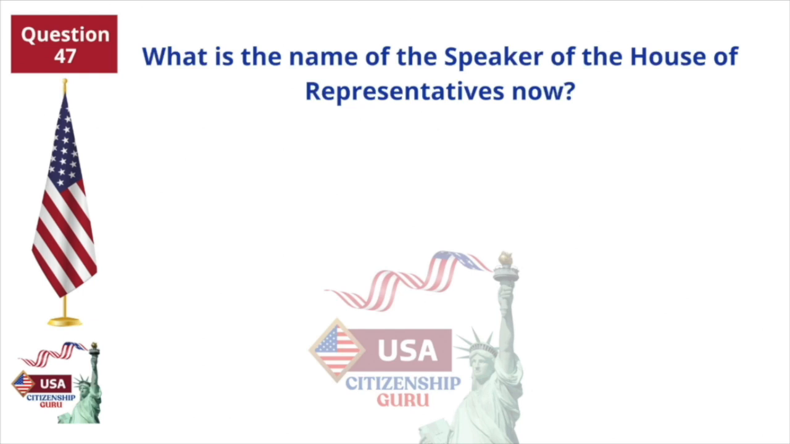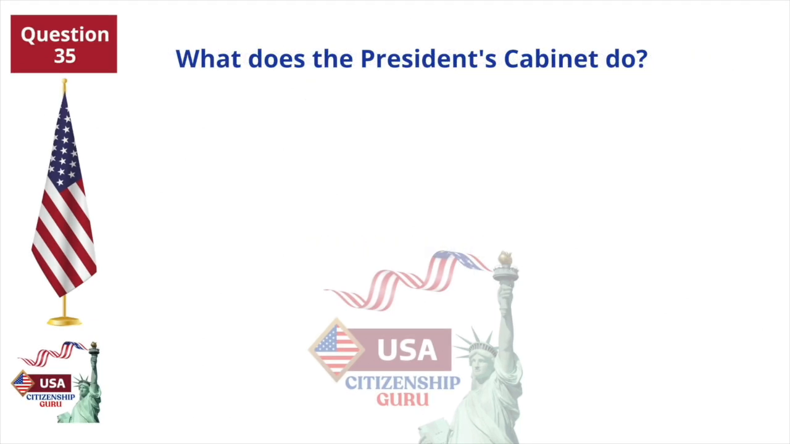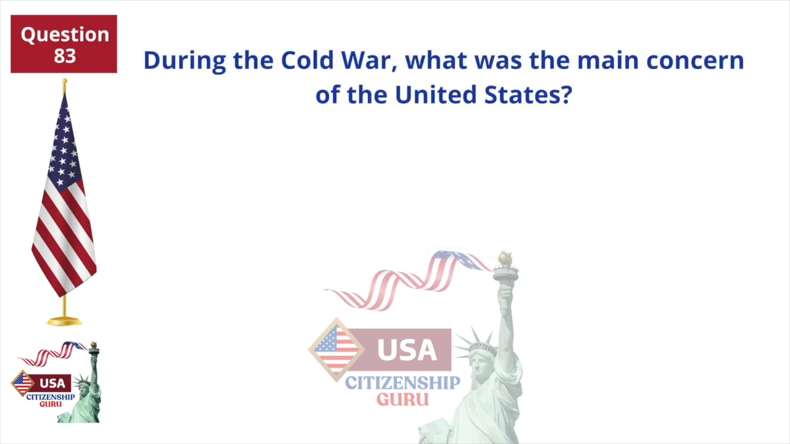What is the name of the Speaker of the House of Representatives now? Mike Johnson. What does the President's Cabinet do? Advises the president. During the Cold War, what was the main concern of the United States? Communism.